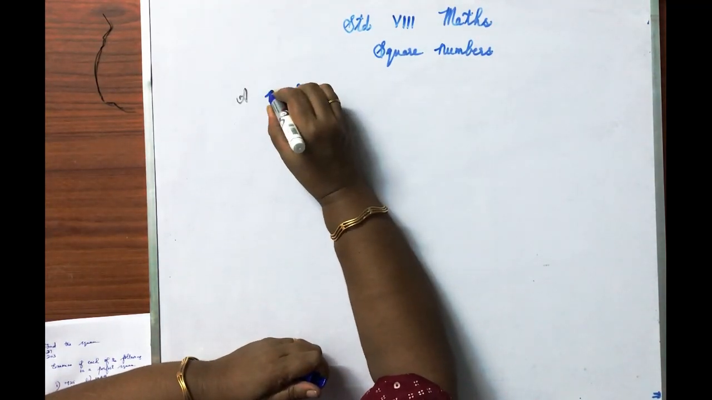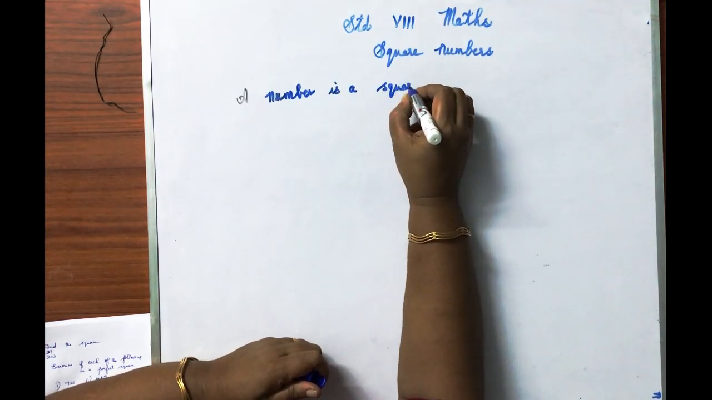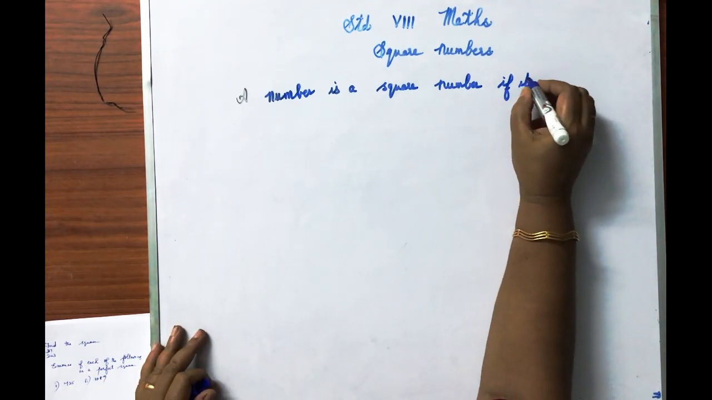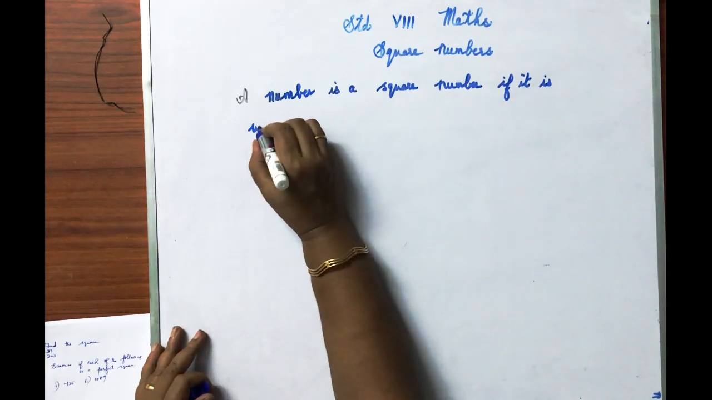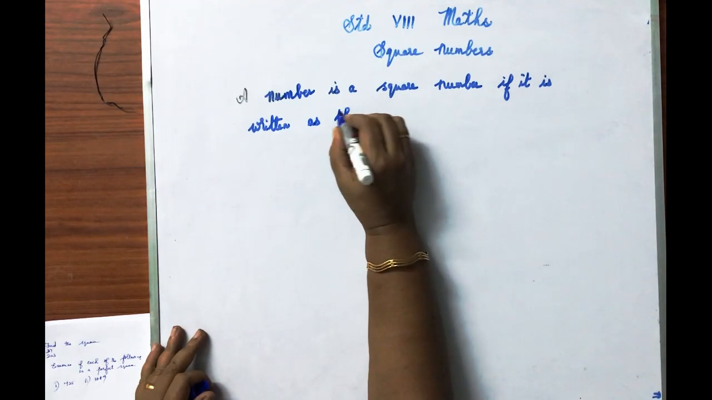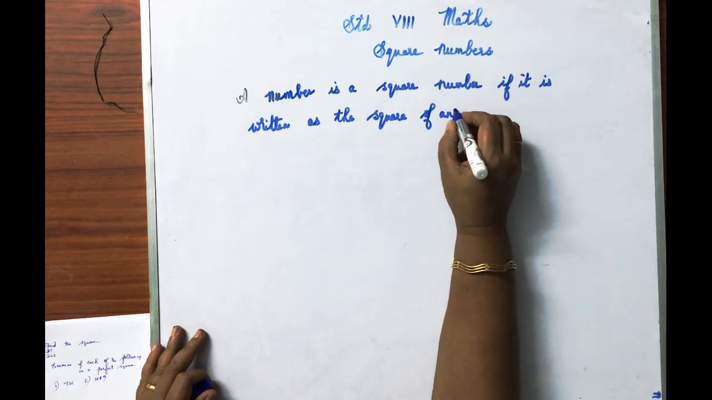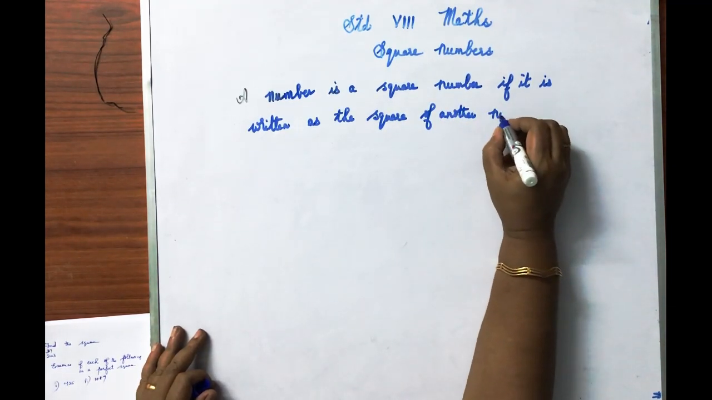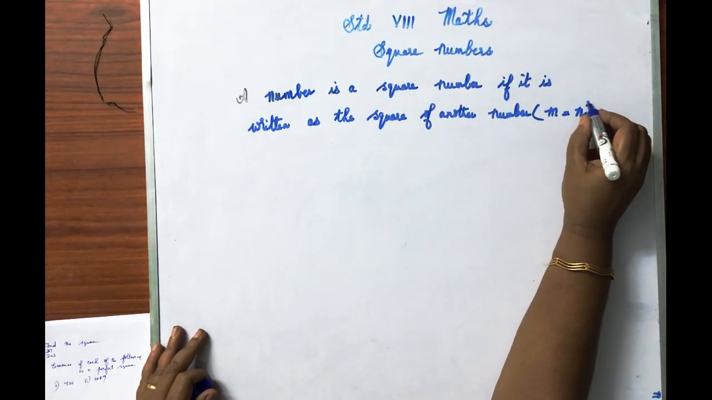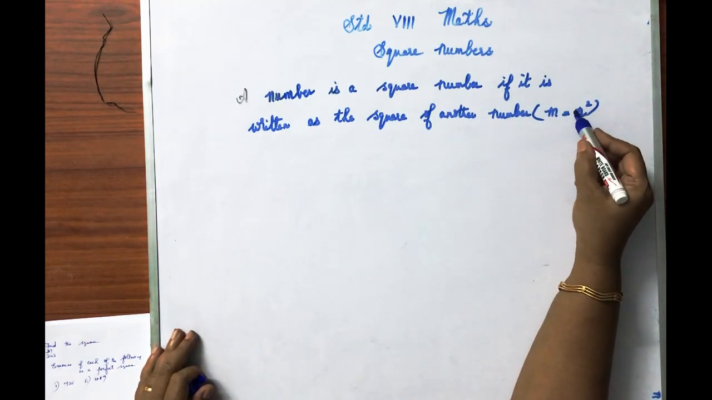A number is a square number if it is written as the square of another number. That is, m is equal to n squared. So, m is a square number because it is written as the square of another number n.